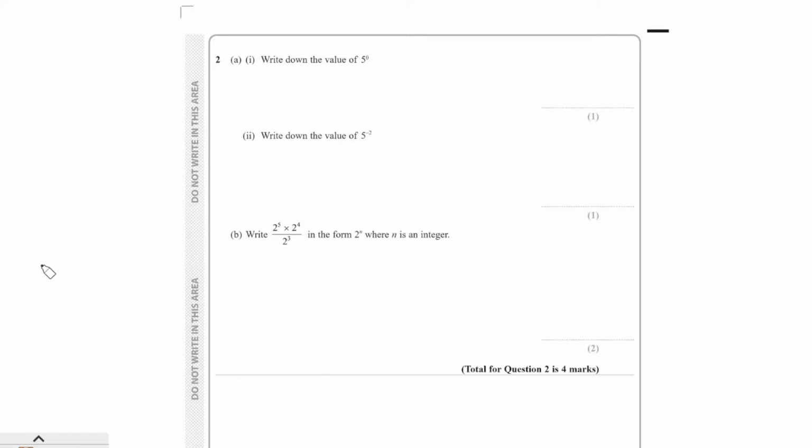Question 2, we've got it split now for indices. So write down the value of 5 to the power of 0. Now this one I feel like almost always comes up. Not necessarily 5, but I mean the power of 0. It could be anything to the power of 0.